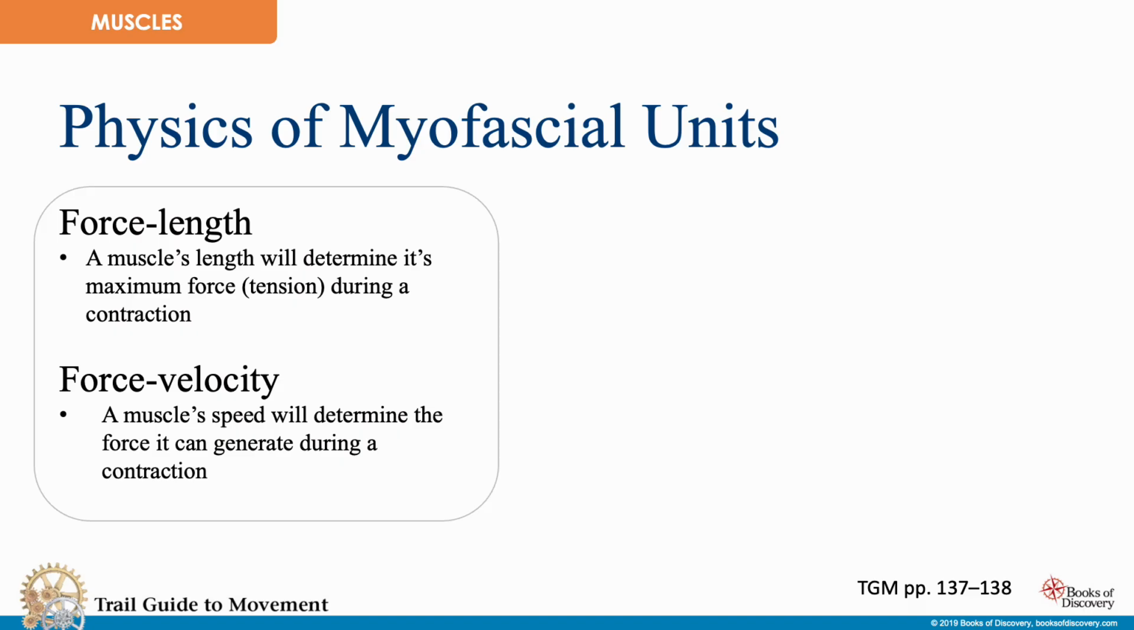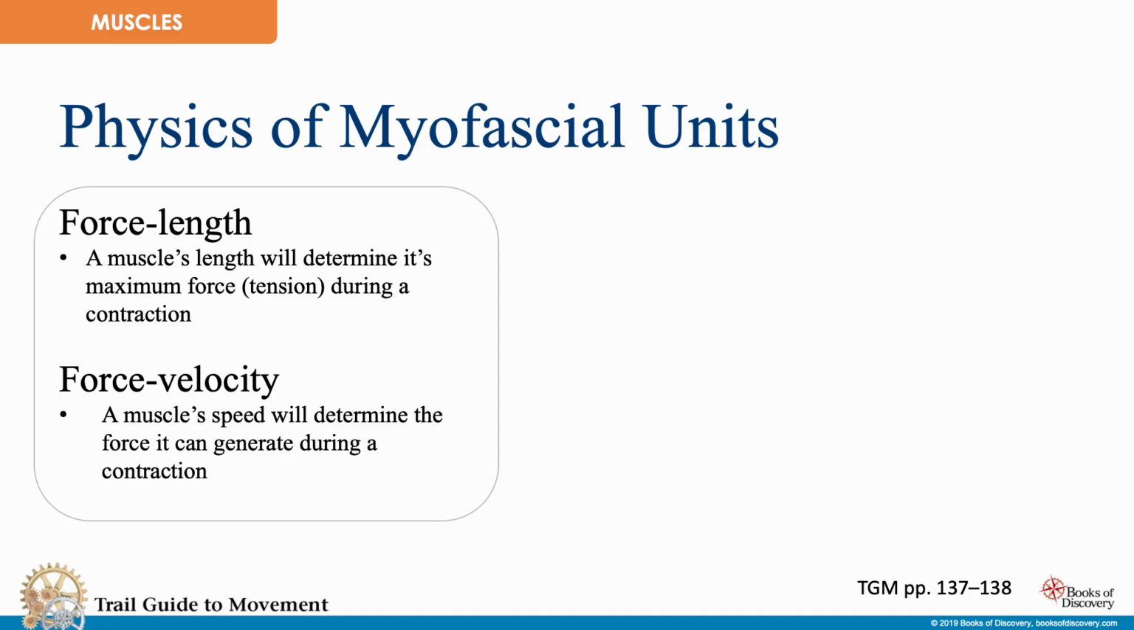Physics of myofascial units. To understand why some muscles feel weak even if they are healthy, we have to look at two physical laws: force length and force velocity. First, force length. A muscle has an ideal length where it can produce the most power. If it's too stretched or too bunched up, it loses its ability to create tension.